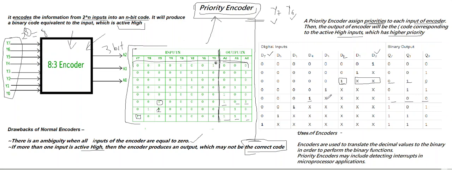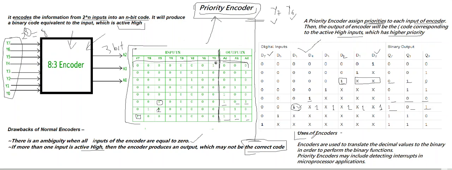Now let's see D5. These are don't care conditions. Here all the inputs may be 1, but I have assigned the priorities, and D5 has the highest priority among them. So my output will correspond to this input, and it will be 1, 0, 1. In this way, you can solve this problem using a priority encoder.